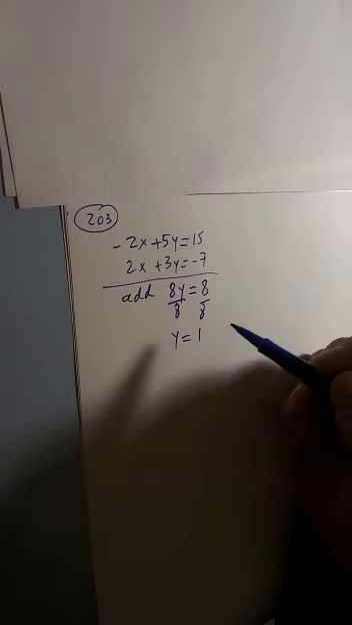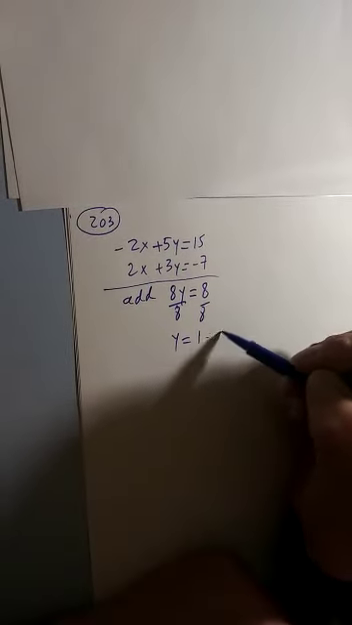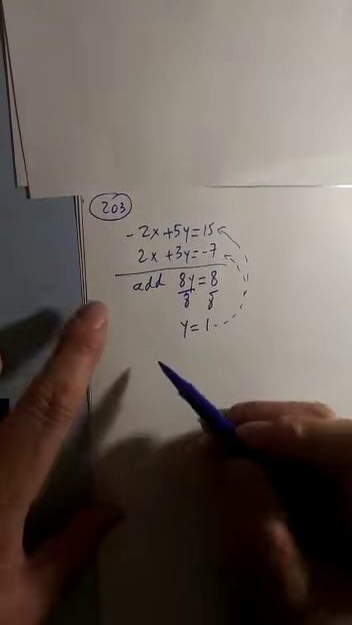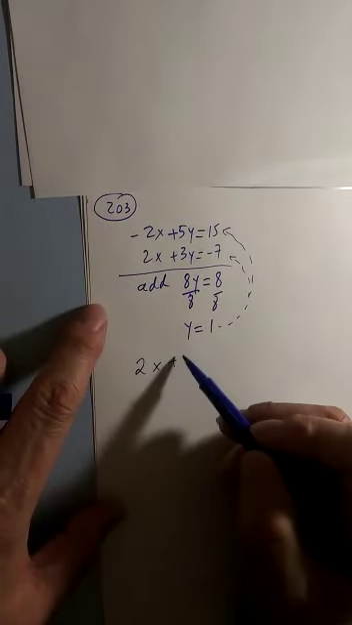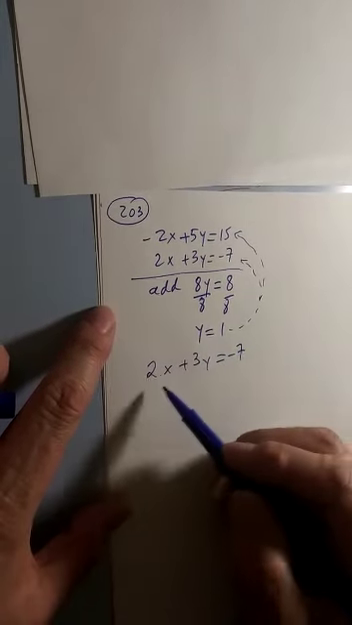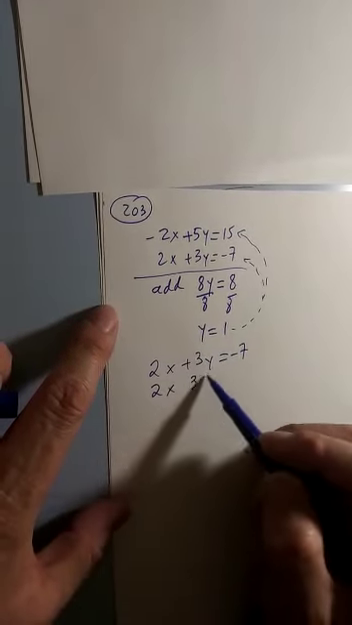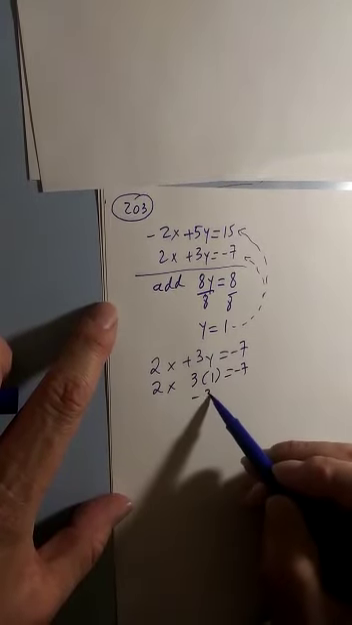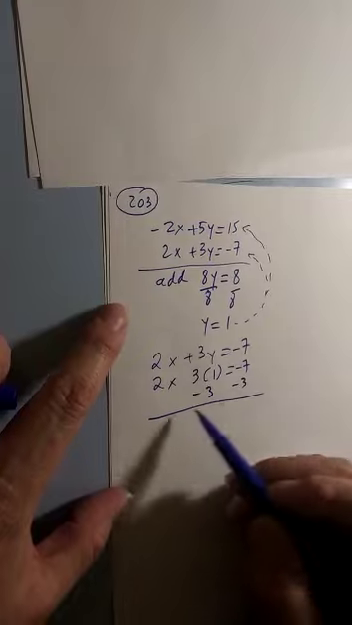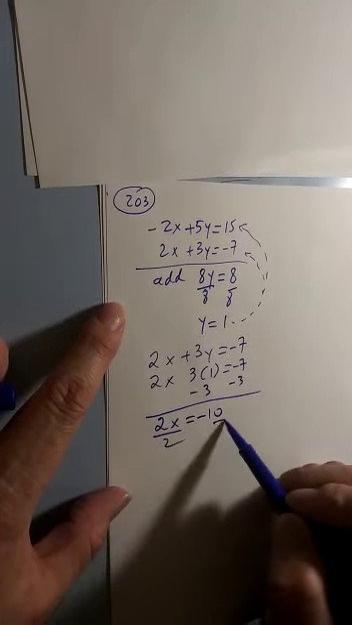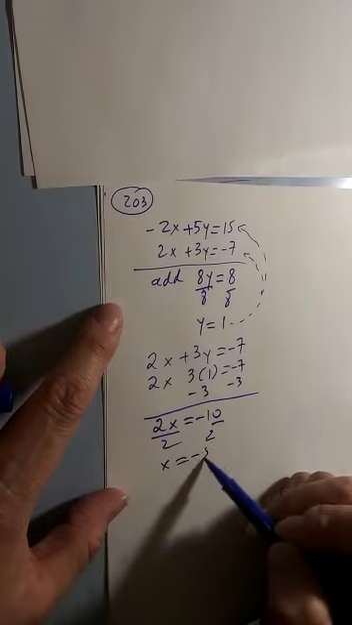Let us put y equals 1 in the second equation. Again, you can put it in the second equation or in the first equation. 2x plus 3y equals minus 7. y equals 1, so 2x plus 3 times 1 equals minus 7. Subtract 3 from both sides, and that'll give you 2x equals negative 10. Divide by 2, x equals minus 5.